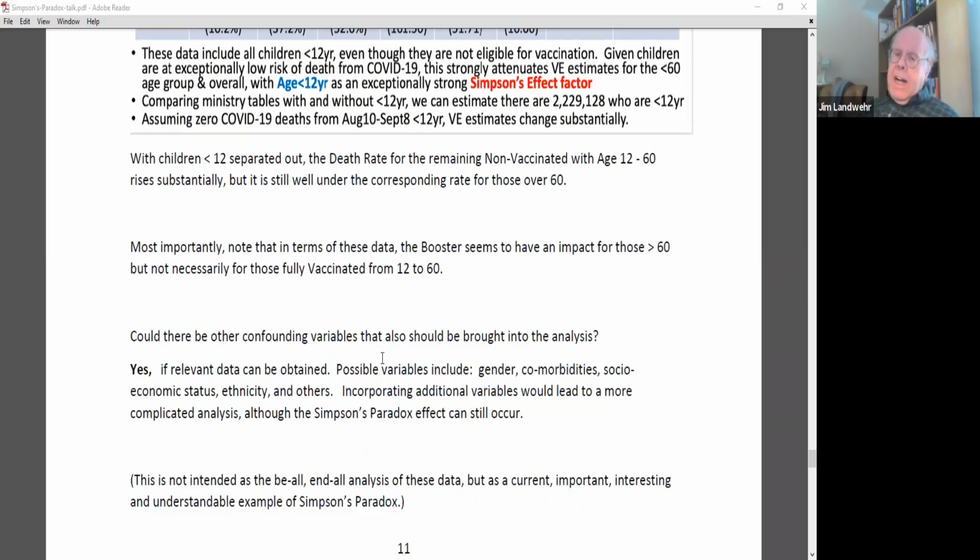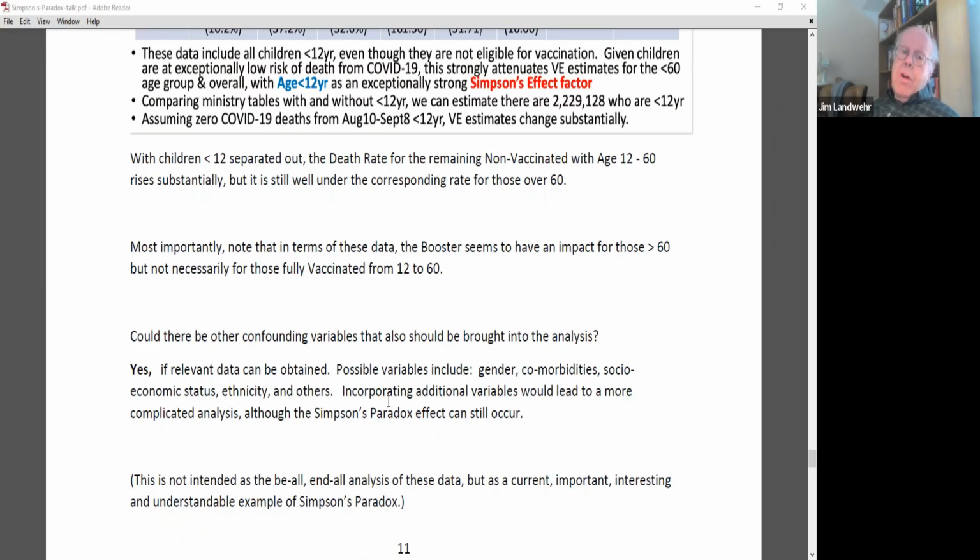Possible variables that might be included are gender, male and female. I've seen some stories saying that males have worse results than females. Comorbidities of various health conditions, including maybe whether the person had already had COVID, various socioeconomic status and ethnicity, others. So this is not intended to be the full, complete analysis for the Israeli data for this period of time, but is an example of how Simpson's paradox can occur, does occur, and is understandable, I hope.